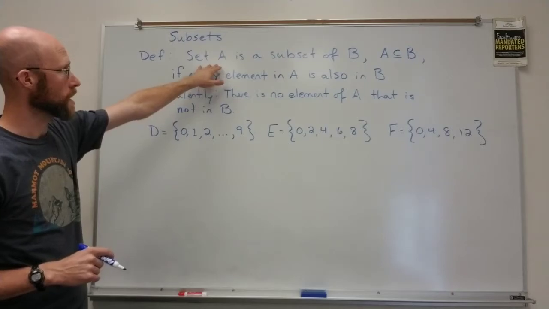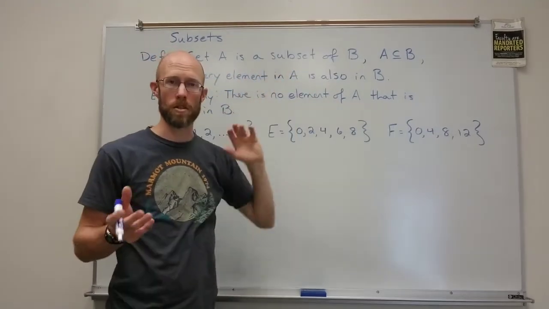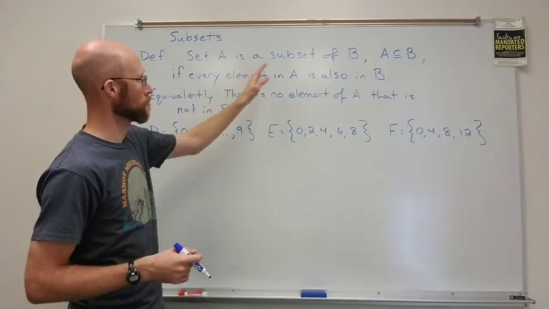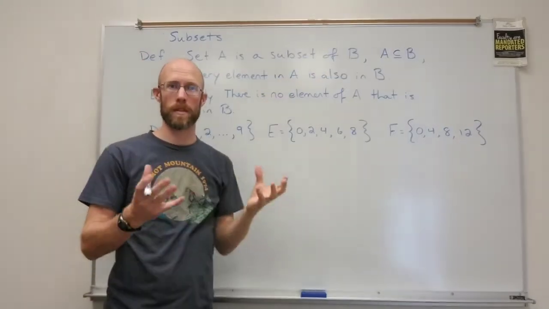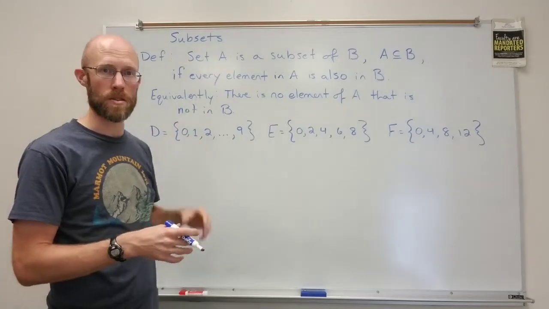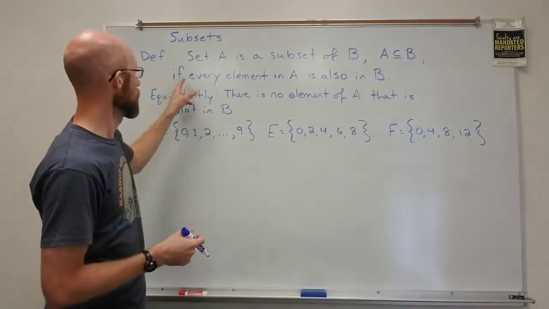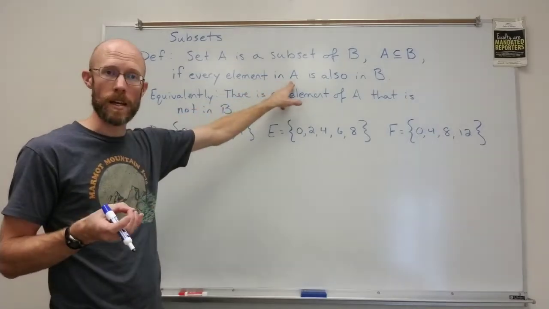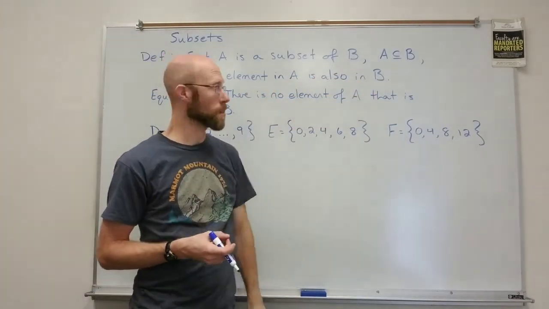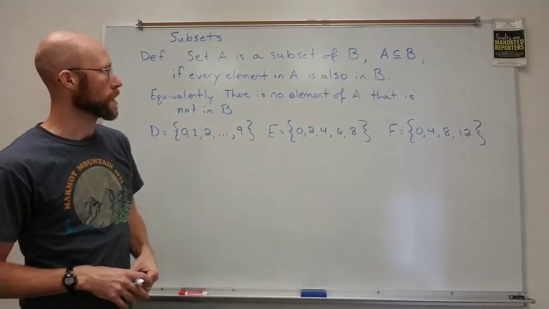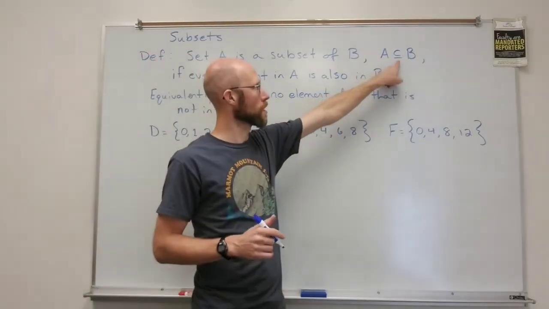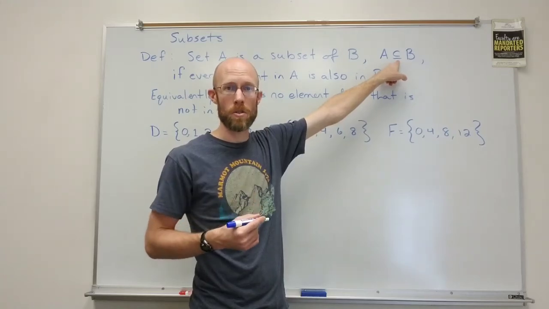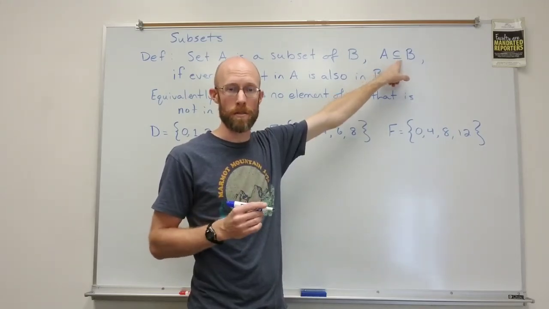Definition: set A is a subset of B. You get two sets where one's a subset of the other. The bigger one is B, the dominant set, and A is a subset of that. A is a subset of B if every element in A is also in B. It's denoted with a symbol here. It almost looks like a less than or equal to symbol, except it's rounded off.